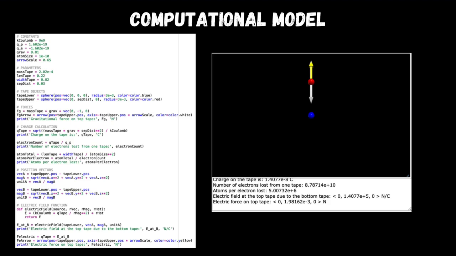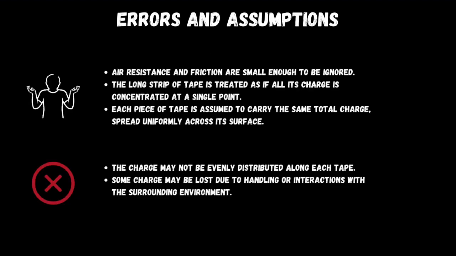Our results were just slightly different. This is because of the assumptions we made, which were that the air resistance and friction are small enough to be ignored, and the long strip of tape is treated as if all its charge is concentrated at a single point, and each piece of tape is assumed to carry the same total charge spread uniformly across its surface. And we know these assumptions do not hold true very well during the experiment. So the errors: the charge may not have been evenly distributed along each tape. Some of the charge may have been lost due to handling or interactions with the surrounding environment during experimentation.